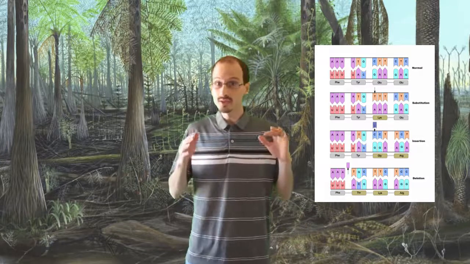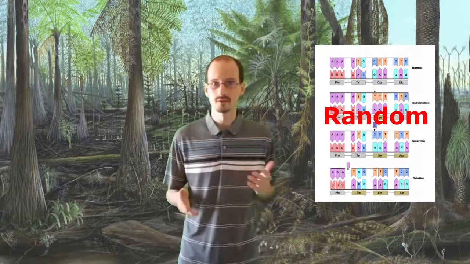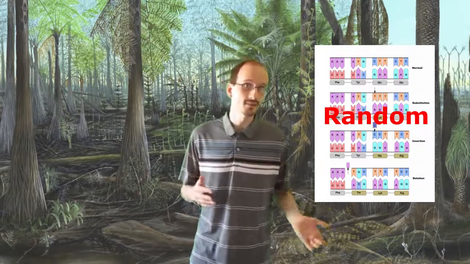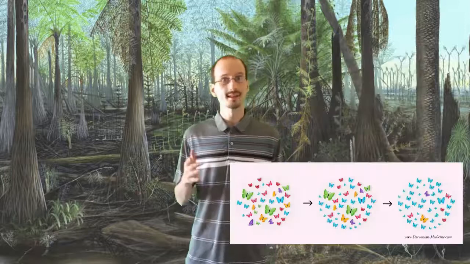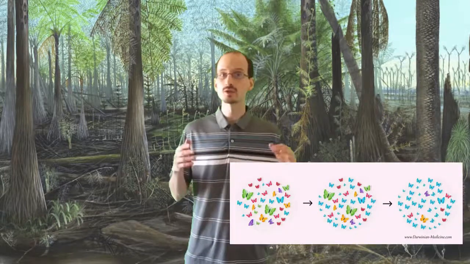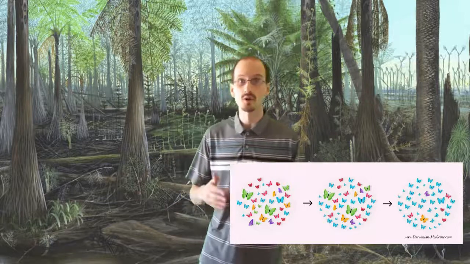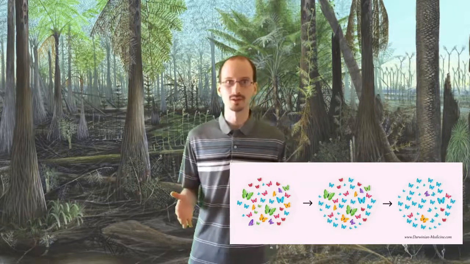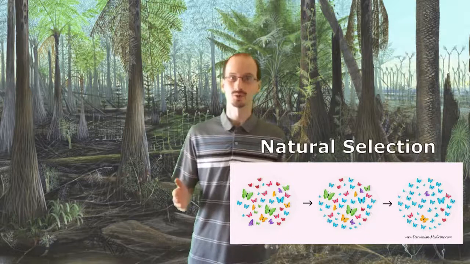However, these mutations are random. Some cause traits that make it easier to survive and reproduce, some are negative, and some are neutral. The ones that are better at surviving survive better. No crap. And their mutations spread and become common, while the negative mutations disappear. This is called natural selection.